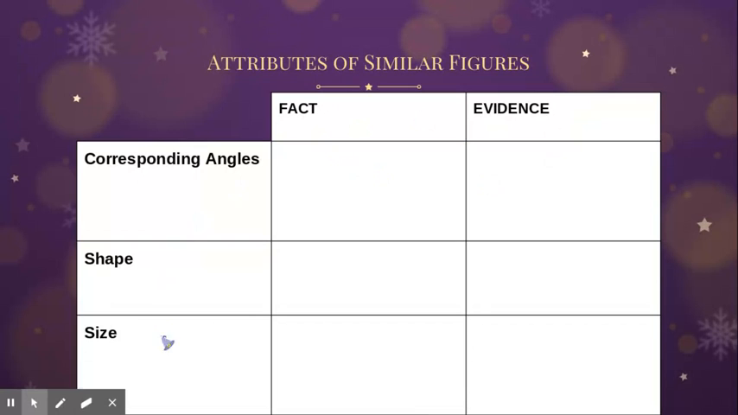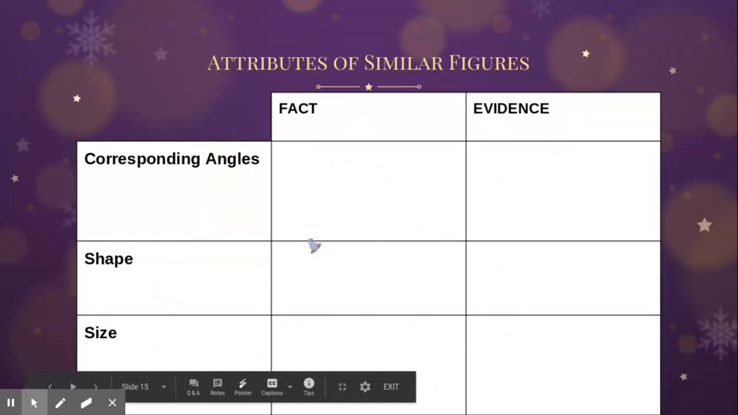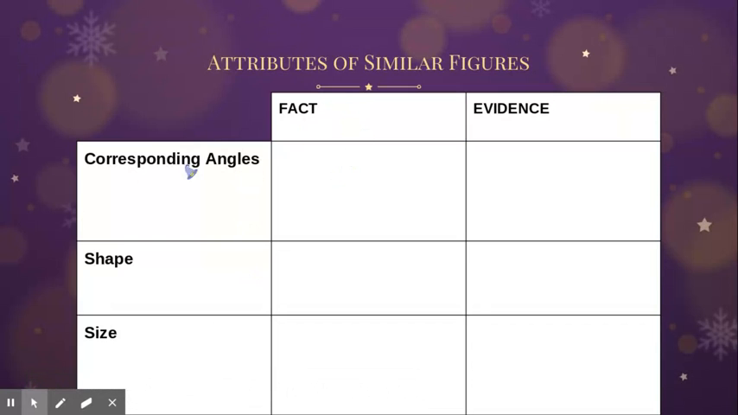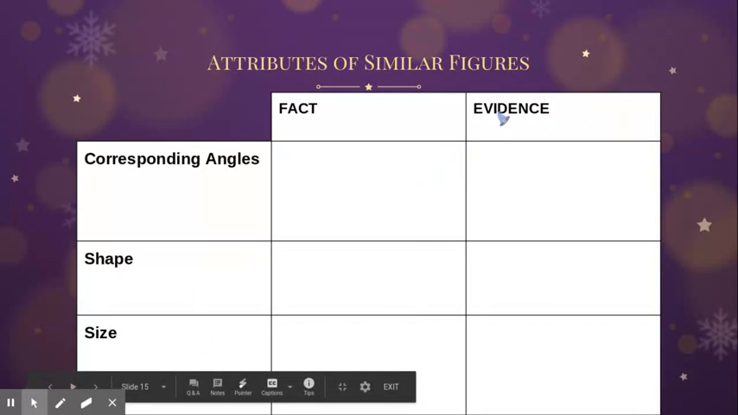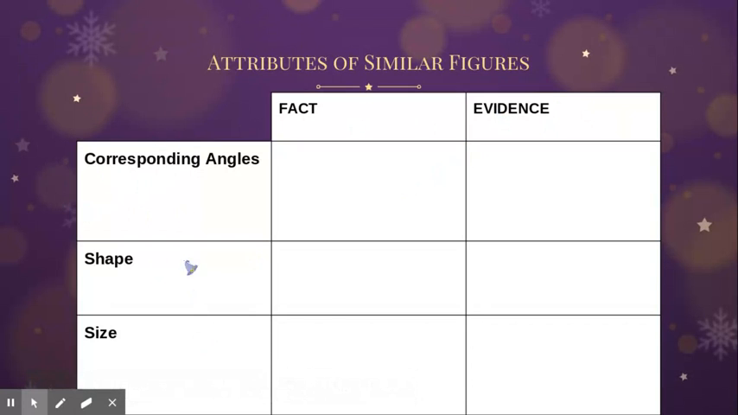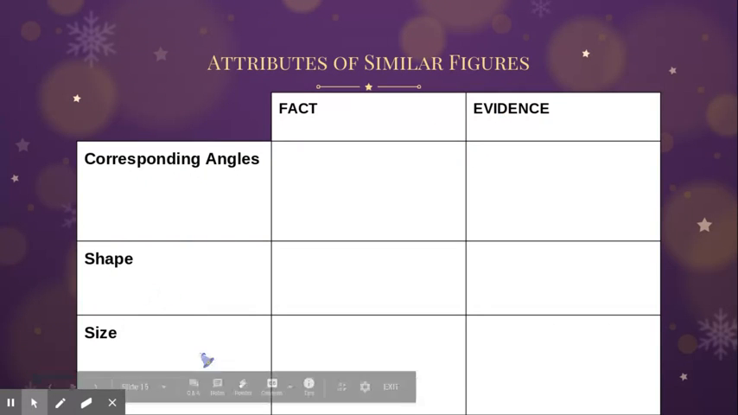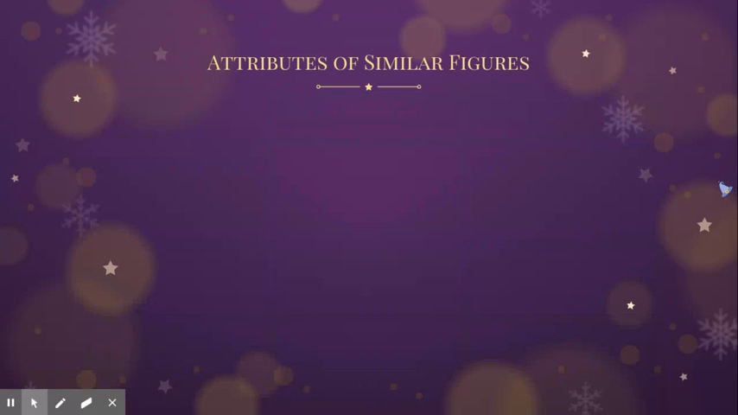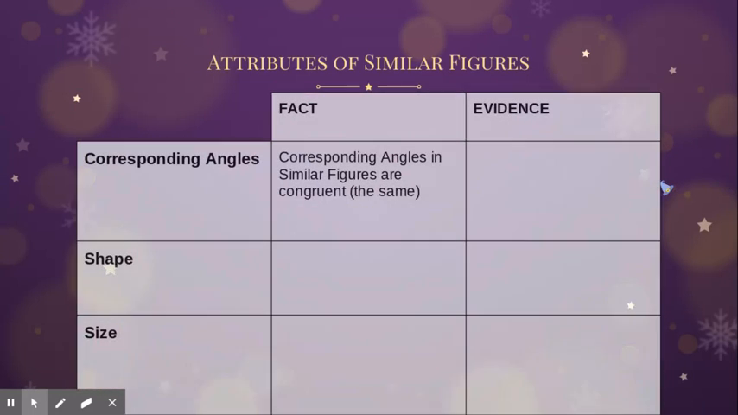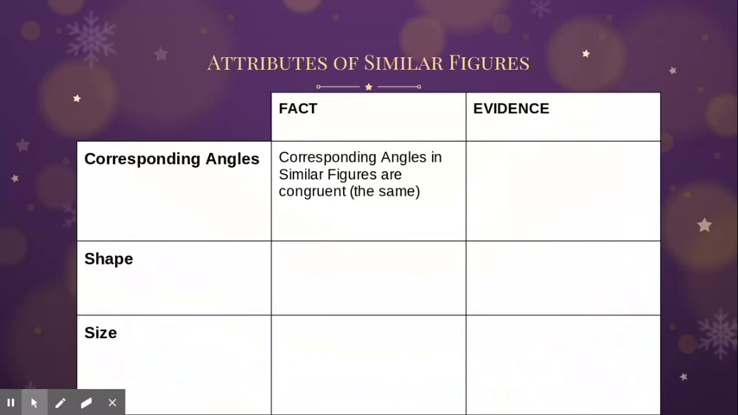So I have a little box here, okay? And we're going to fill in each part on its own, okay? So you look and see we have the fact about what it is and then the evidence about it. So I have corresponding angles, shape, and size, okay? And these are the three things we're going to talk about. So for corresponding angles, my fact is that corresponding angles in similar figures are congruent. That means they're the same.